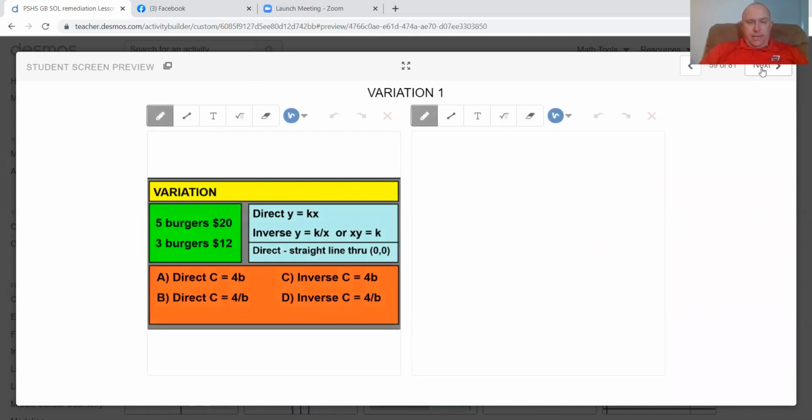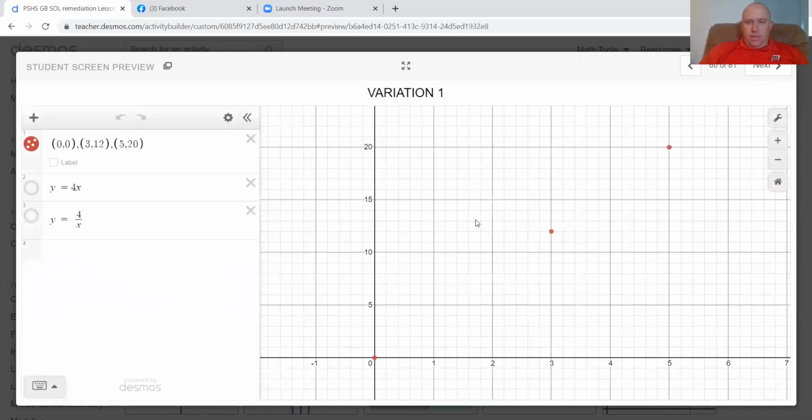Variation, another one we did right at the end. It doesn't tell us which type of variation, so we've got to figure that out, and then we've got to figure out the rule. So 5 burgers, $20, 3 burgers, $12. So I would recommend actually typing in those two coordinates, and I would always recommend typing in (0, 0) as well. And the reason I would recommend that is if you can see all the points lying on the line, then you can say straight away this is direct variation. And that looks pretty convincing. That looks like a straight line to me.